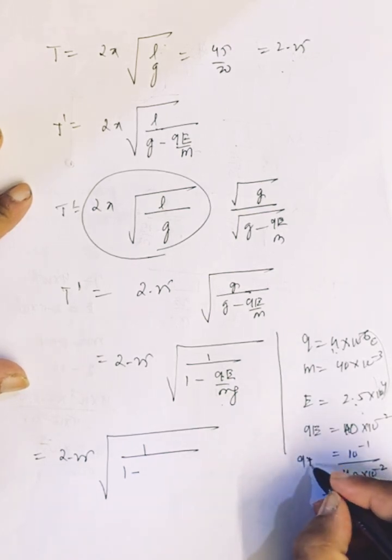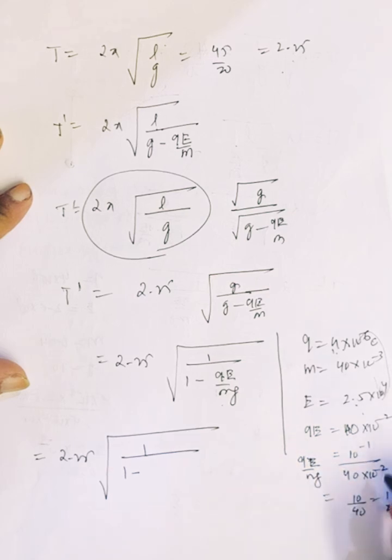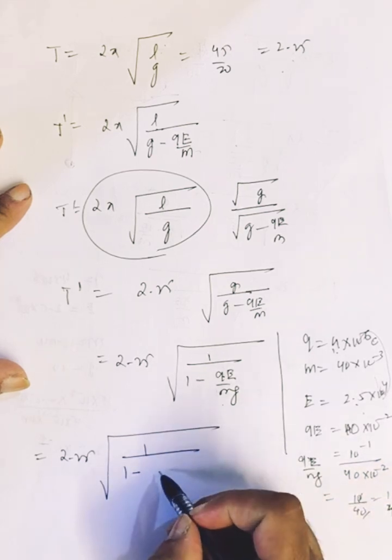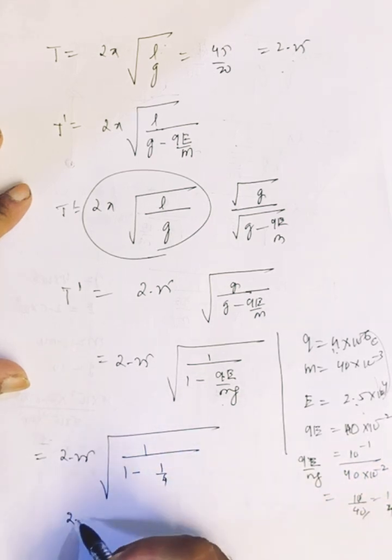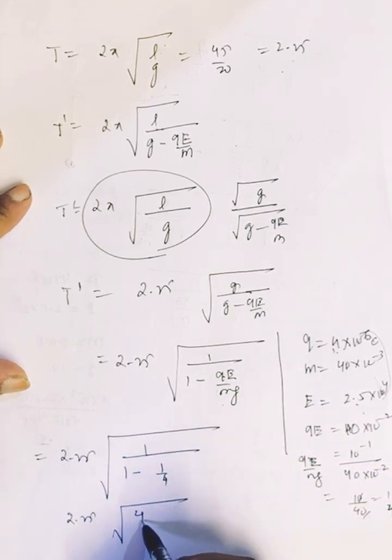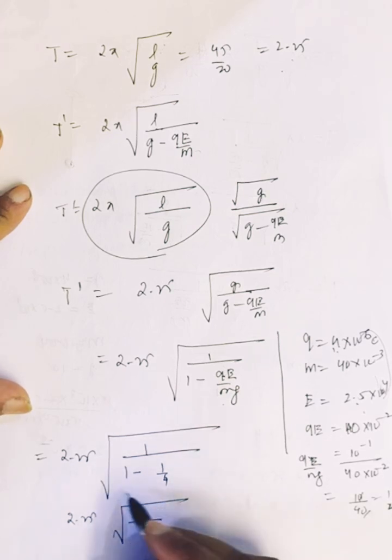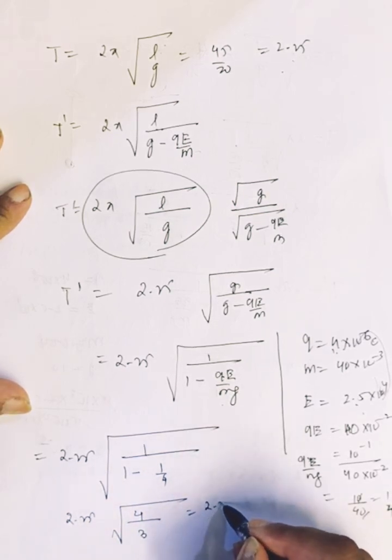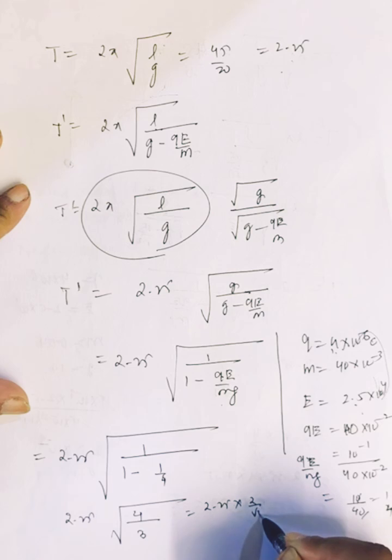Now this is what we have, qE by mg. It is very clear from here that it is 10 upon 40, 10 by 40, yes, 1 by 4. So let's write 1 by 4 here. So 2.25 we can take for the top, and 4 minus 1 is 3 here. So we get 2.25 into 2 by root 3.